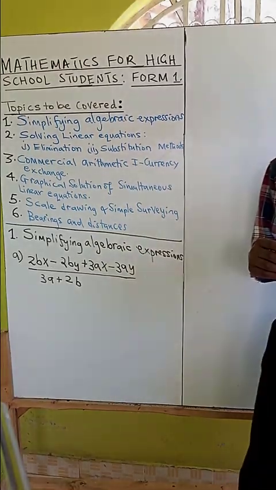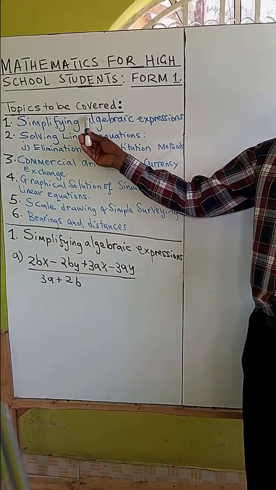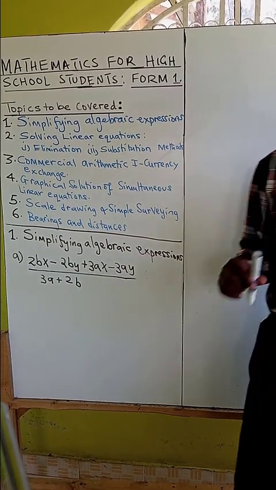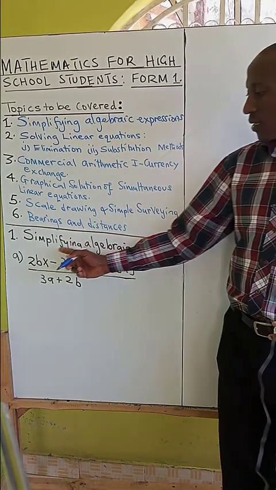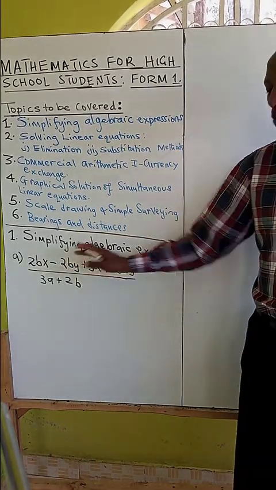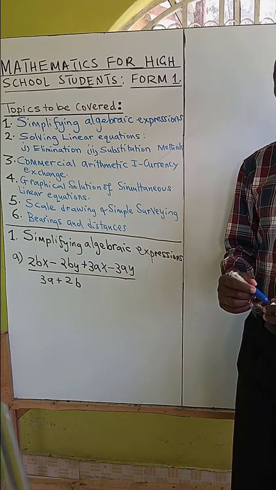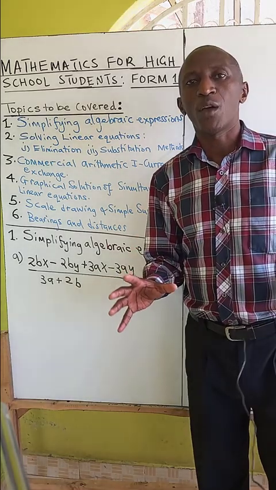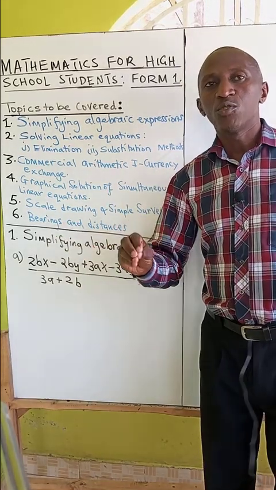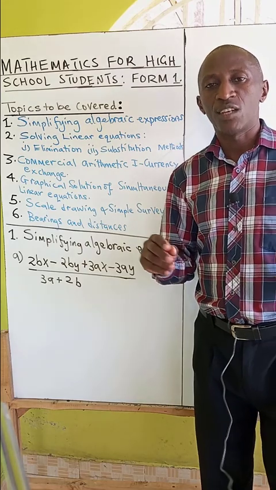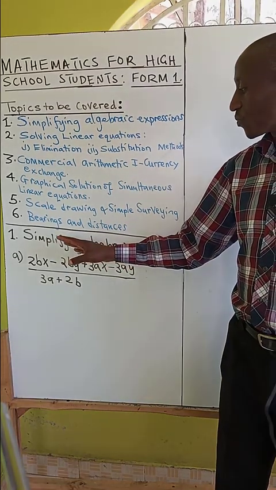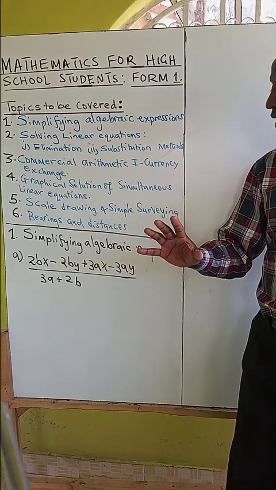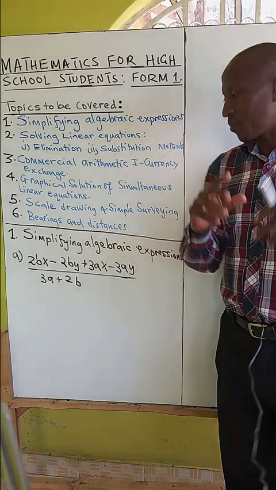Straight away, let's go to the lesson for today. We start with number 1, simplifying algebraic expressions. In this case, we look at a general method of grouping. One important thing to know is that algebra is that branch of mathematics whereby letters are used to represent numbers. And so we have the grouping method. In this case, we group like terms.